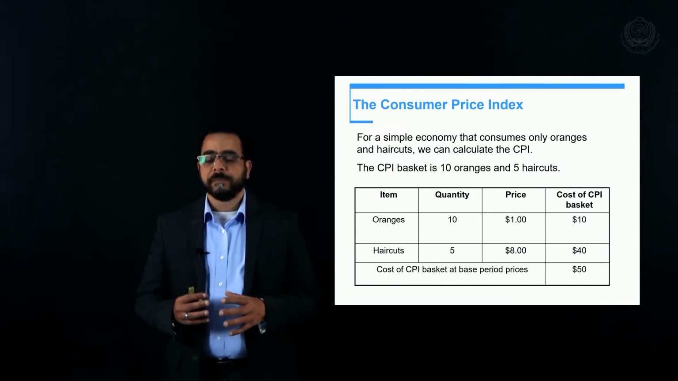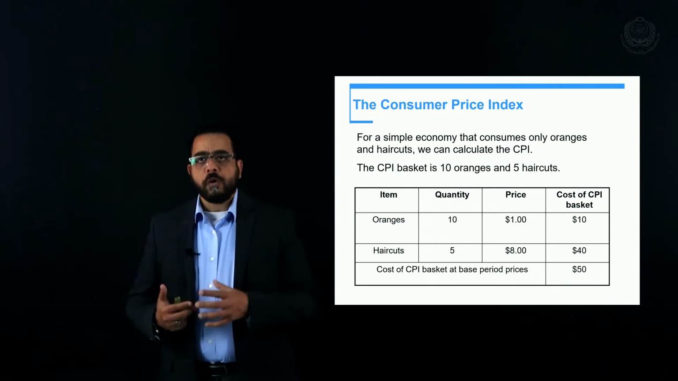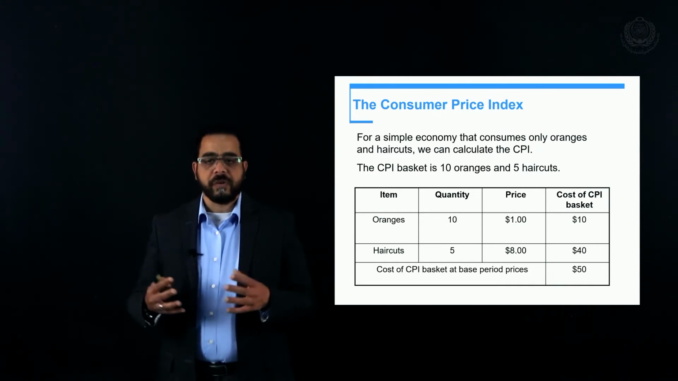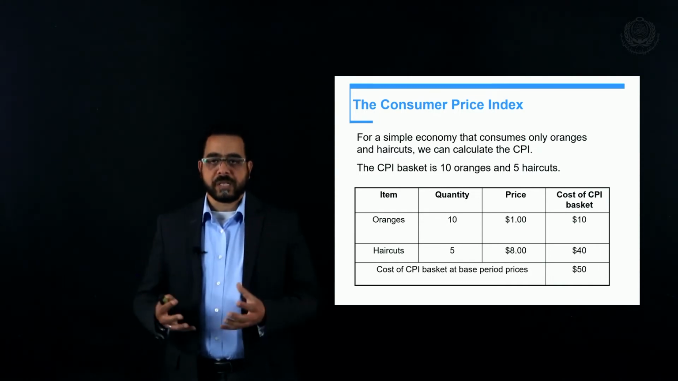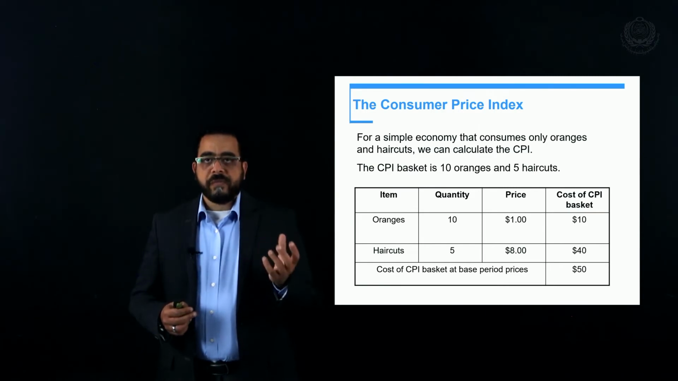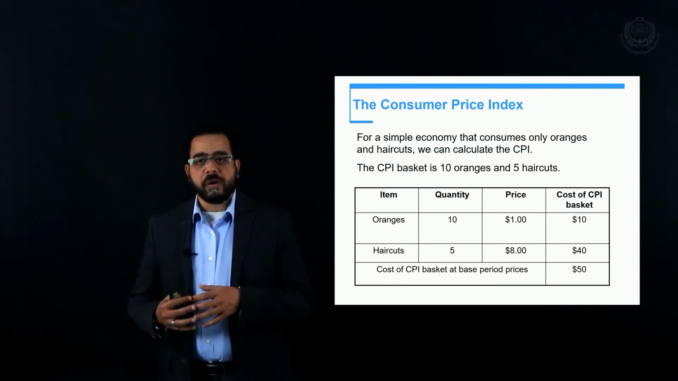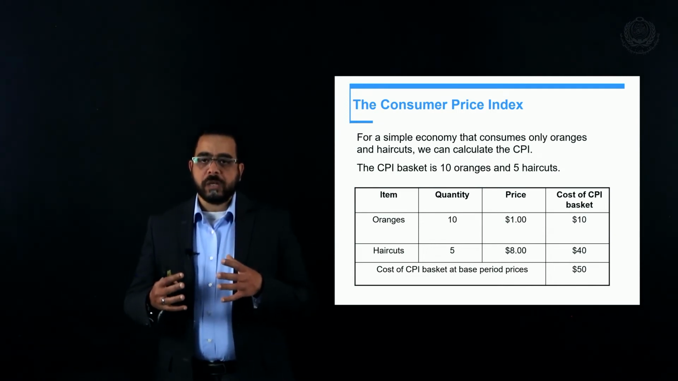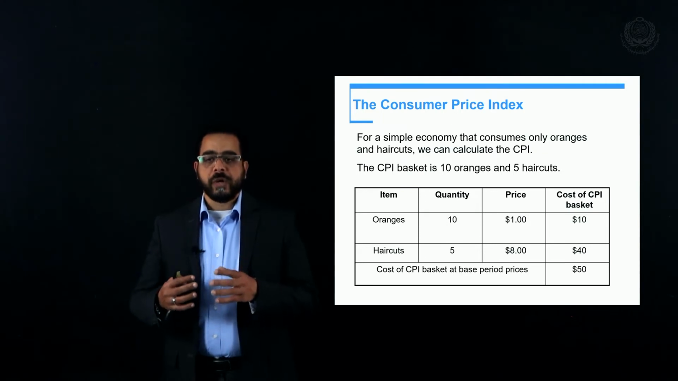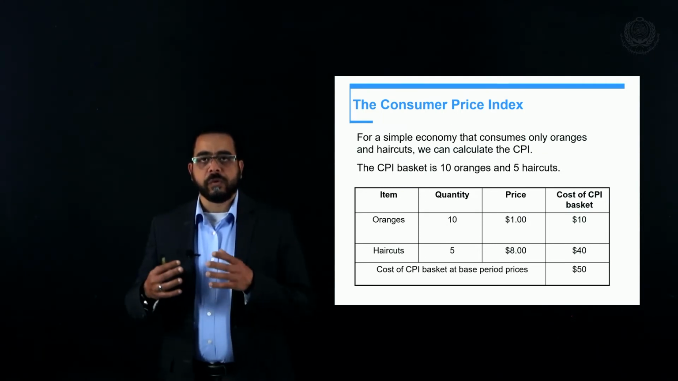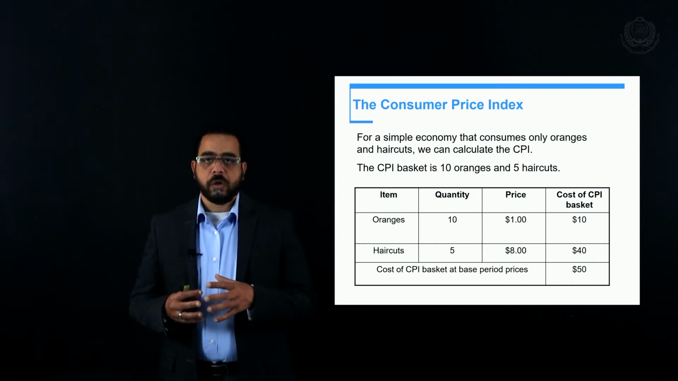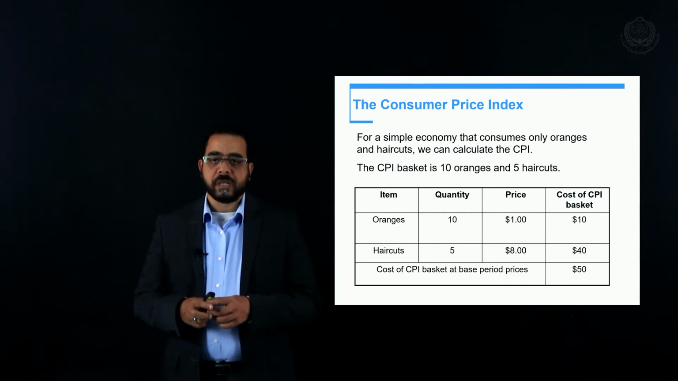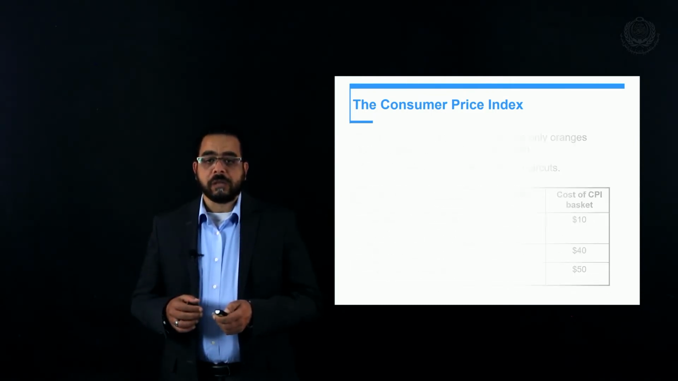Of course, this is an example. So what are the units consumed? Oranges, 10 kilos, and haircuts, 5 haircuts. So this is our basket. On average, an urban family would consume 10 kilos of oranges and have 5 haircuts. What about the price? Here we're gonna use the price of the base period. So it's 1 for oranges, 8 for each haircut, and the total cost of this CPI basket in the base period will be $50.